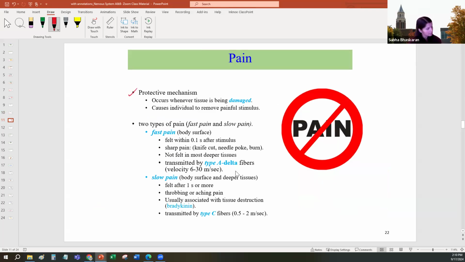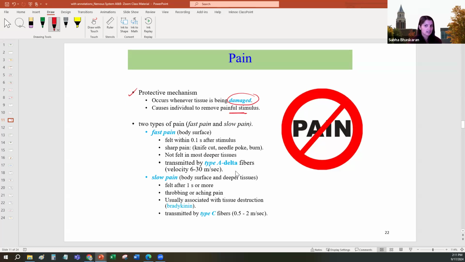It is a protective mechanism that typically occurs when the tissue is damaged. What does the body tell you? Hey, there's pain, try to remove the painful stimulus, right? So that's the indication. But sometimes we just ignore pain and move on with our lives, right? That's a different story. There are two types of pain, fast versus slow.